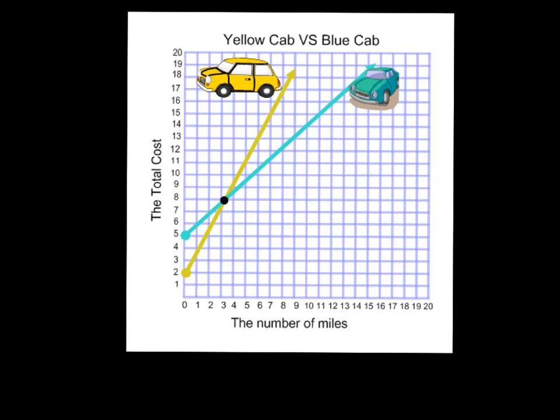In this particular case, we want to know which cab company is cheaper. Now, you notice that the yellow cab is cheaper for a while, but after we get to 3 miles, which is their point of intersection, at 3 miles, both cab companies cost $8, and after that, our blue cab is cheaper. Systems like this are often applied in real-world situations.